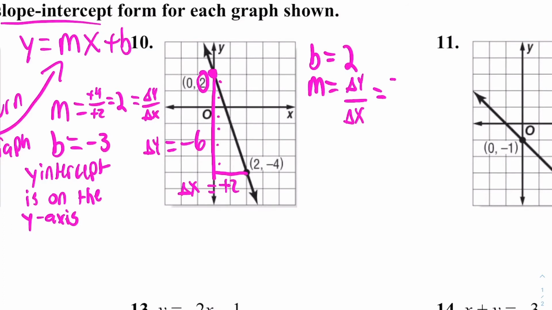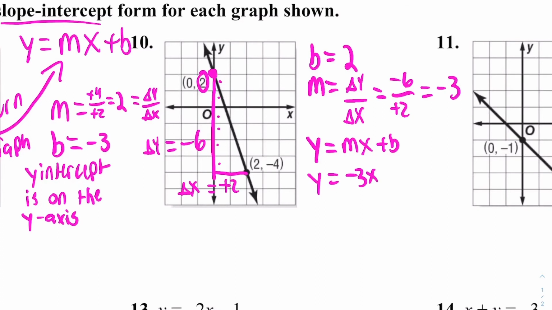So on the top we have a -6. On the bottom fraction we have a +2, and this reduces down to make -3. When we make this into the equation, y equals, well, the format is mx plus b. Now let's just take these numbers and put them down here. -3x plus 2. Easy.